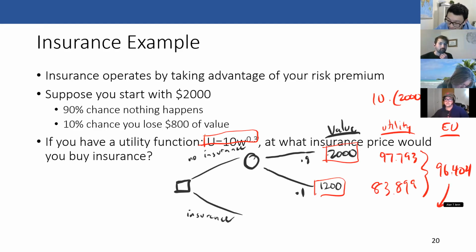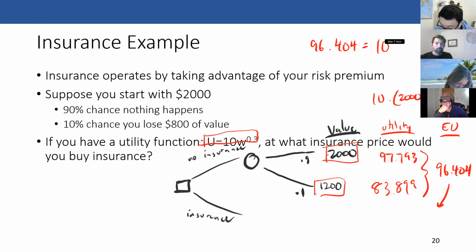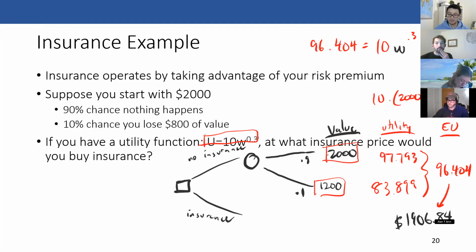And this can translate through the utility function back into a dollar value. So if I do 96.404 equals 10 W to the 0.3, then my W would end up solving to be $1,906.84. Okay.